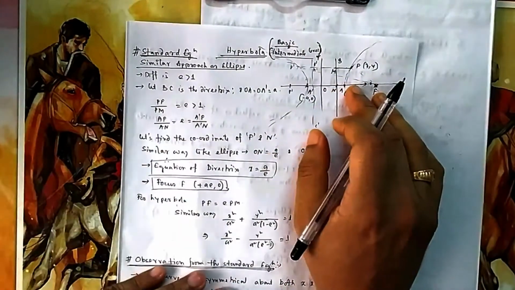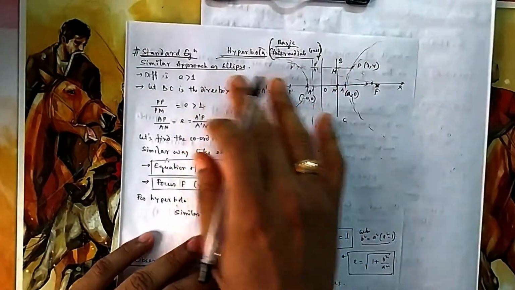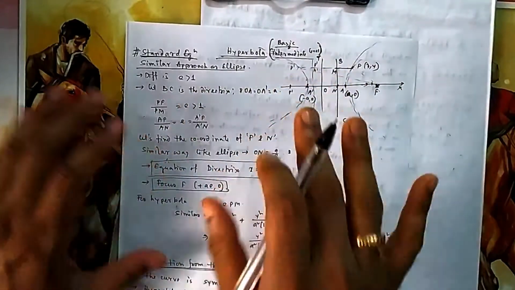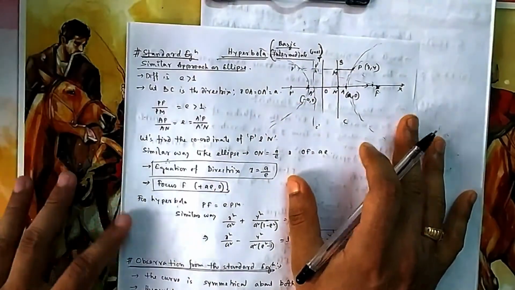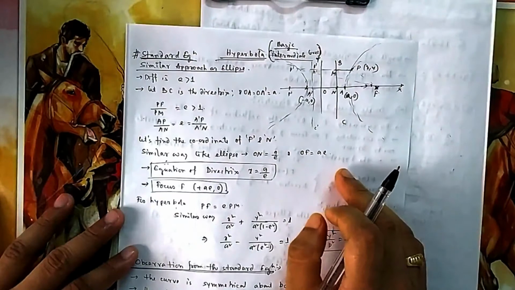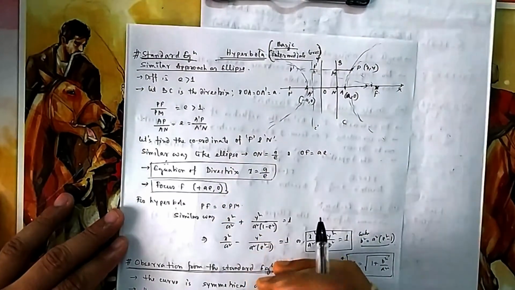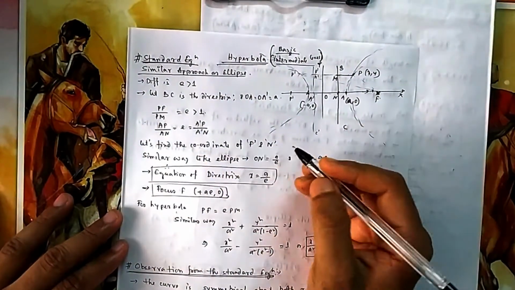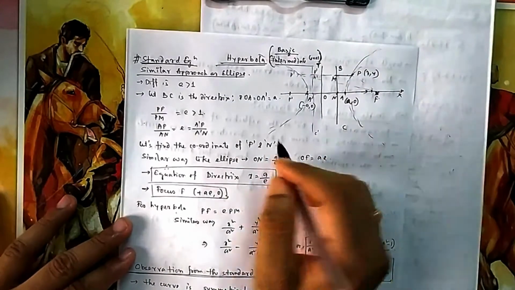If we start with the standard equation, the approach will be the same as your ellipse, and almost everything will be the same, with a slight difference. And in many places I may have by mistake written ellipse also, so kindly correct it. It is a similar way.